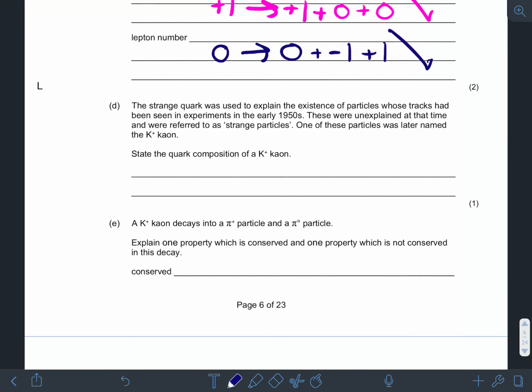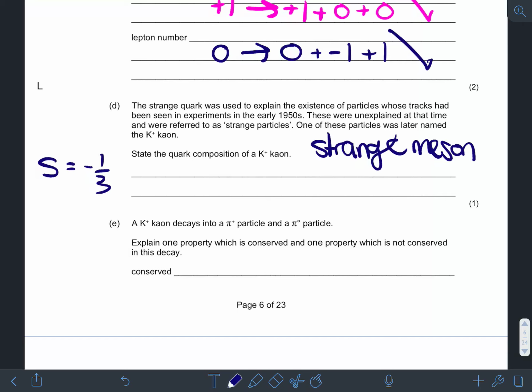All right. Quark composition of a K+. Okay, so K+ is a strange meson. So we need a quark-antiquark pair. It must contain a strange quark. Now, if you look at your data sheet, you will find that the charge of a strange quark is -1/3. It's the same as a down.